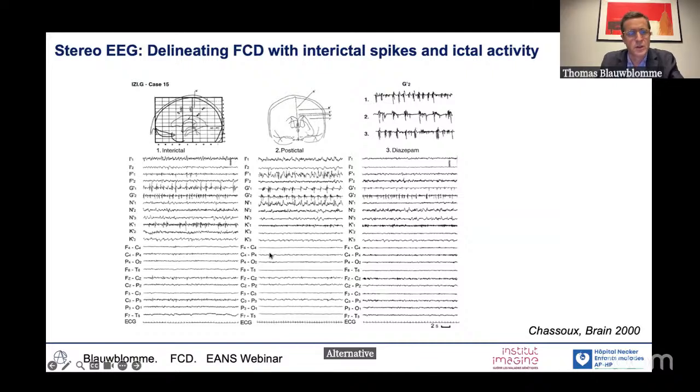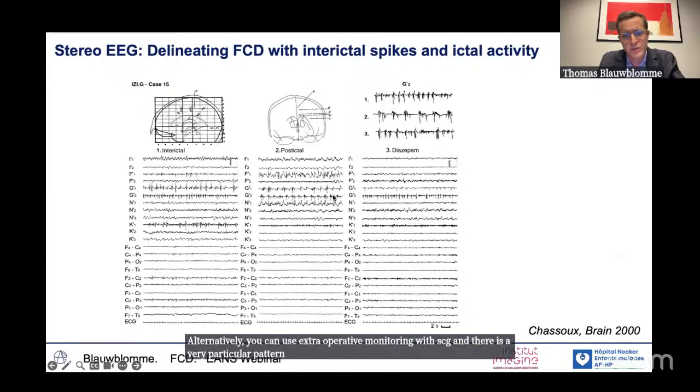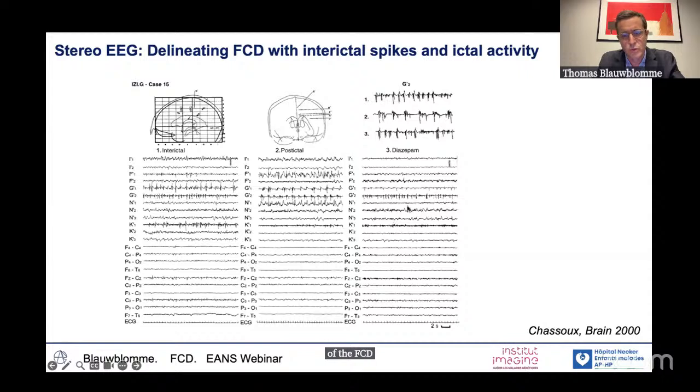Alternatively, you can use extraoperative monitoring with SEEG, and there is a very particular pattern of the FCD that they are resistant to the benzodiazepines. So using diazepam, for example, during a SEEG helps you a lot to delineate the very small areas that generate interictal spikes that are resistant to the diazepam, and this is clearly of great help to delineate the FCD in this patient.